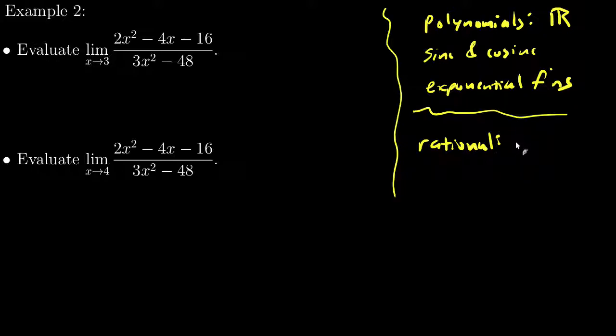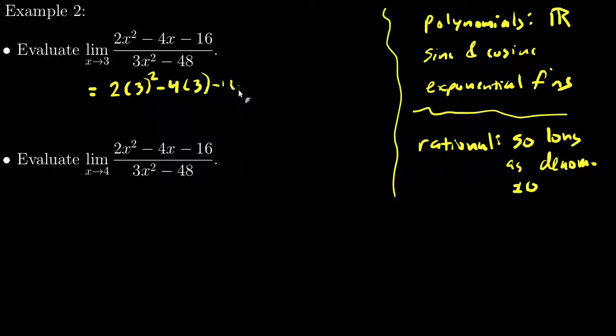And these are continuous so long as the denominator does not equal 0. So let's consider this one. If I put 3 into the denominator, 3 squared is 9, times 3 is 27, minus 48 is most certainly not 0, so I can just put in the 3. This will be continuous at x equals 3. So the limit will equal the value, 2 times 3 squared minus 4 times 3 minus 16, all over 3 times 3 squared minus 48.